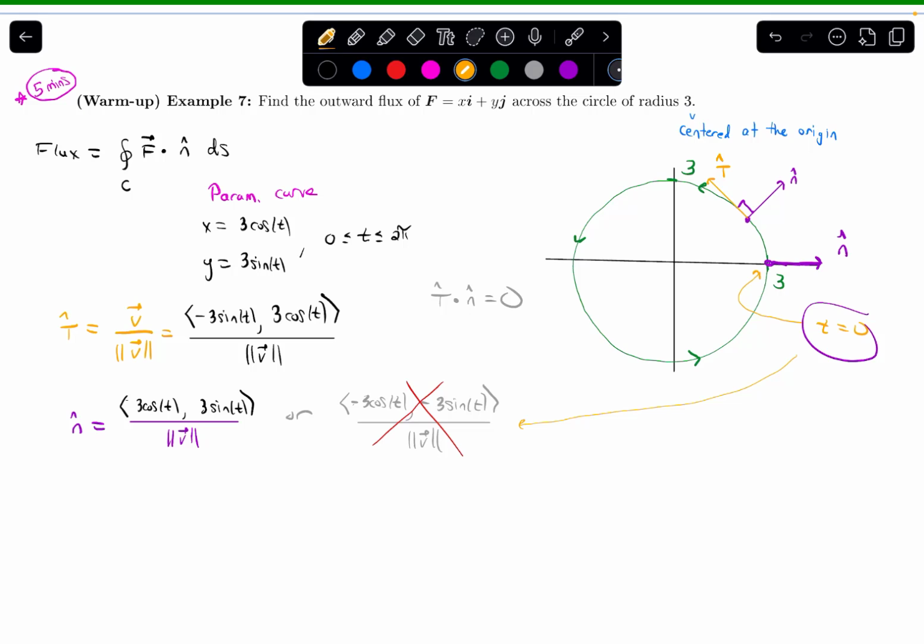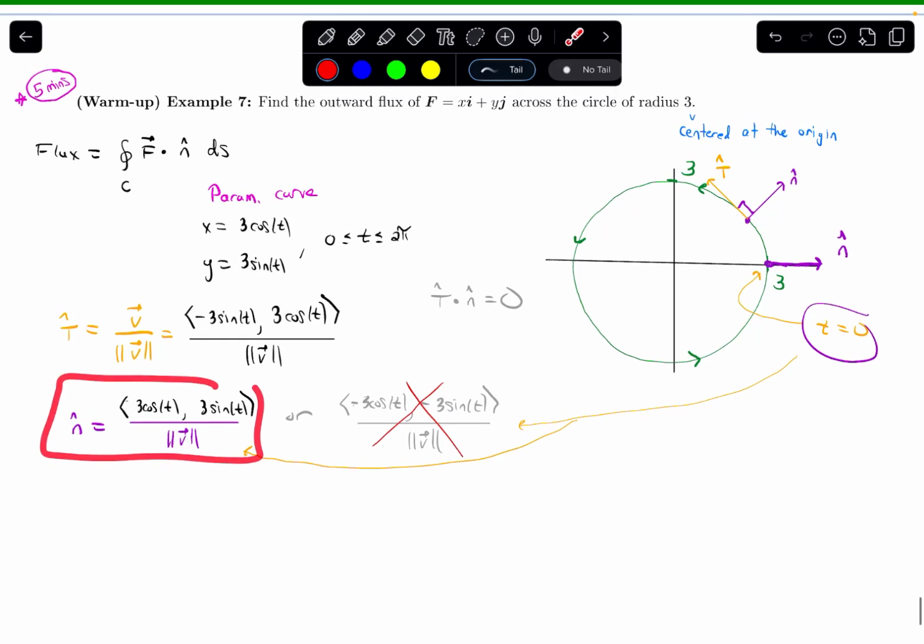Whereas if I instead plug it into this one, the x component is 3, the y component is 0, and that would be pointing to the right. We might notice, wait, doesn't that have the wrong length? I need this normal vector to have length 1. And that's why dividing by the length of the velocity will come in. That will normalize it and make it a unit vector. Okay, so this is the normal vector that we want. So now we're ready to start evaluating this line integral.